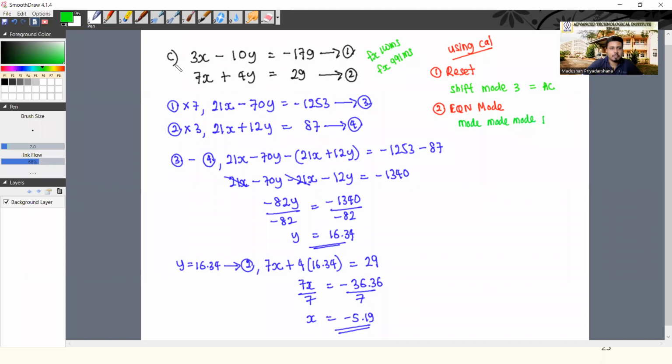In this example, in part C, how many unknowns were here? There were 2 unknowns, X and Y. Therefore, since there were only 2 unknowns, we need to give it as 2. We need to press 2.